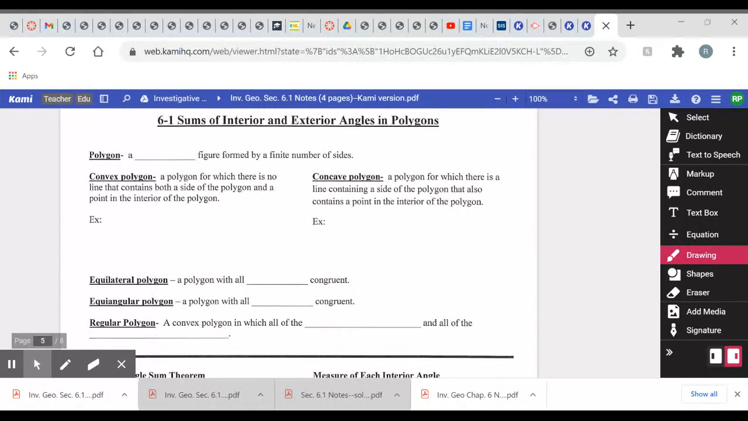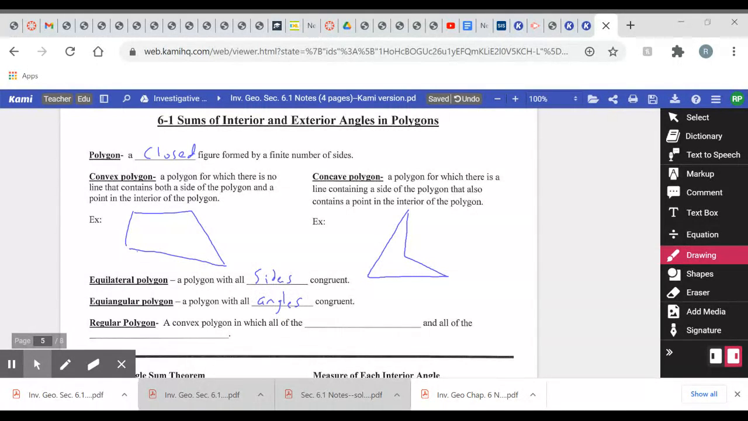So again, a polygon is a closed figure formed by a finite number of sides. A convex polygon is a polygon for which there is no line that contains both a side of the polygon and a point in the interior of the polygon. So we said an example is something like that, where a concave polygon is caved in somewhere. And an equilateral polygon is a polygon with all sides congruent. And an equiangular polygon has all angles congruent.